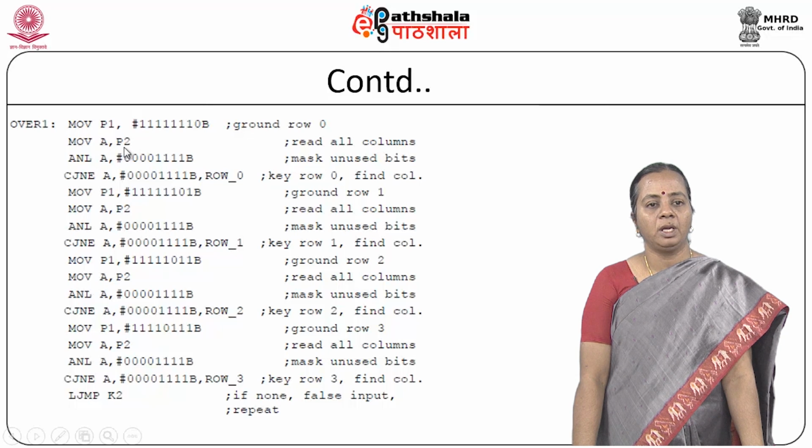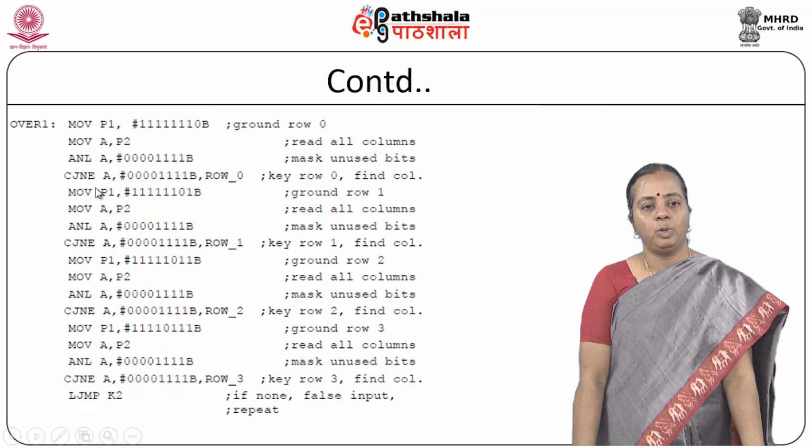Now I am just moving P2 to A, and I am ANDing it with A comma hash 0011, so that I am masking these bits and I will be looking at only these bits. Now CJNE A comma 00011B, that means row 0. So if I find that it is row 0, then I have to proceed in that particular one.